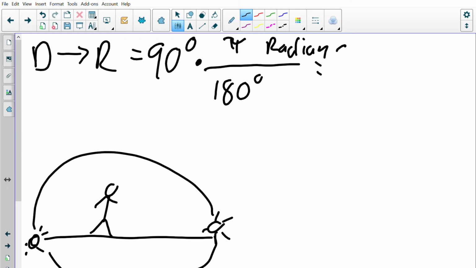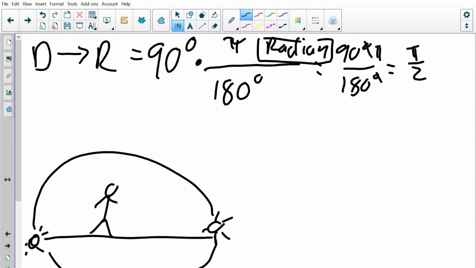So then I would have 90 pi over 180. Then I would be able to cross out the degrees. And then 90 over 180 reduces to 1/2. What's cool about radians is, yes, the radians unit is here, but we don't have to write it again. So this would be my final answer: 90 degrees is the same as pi over 2.